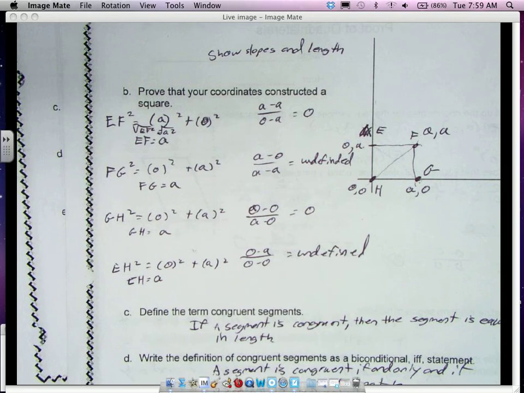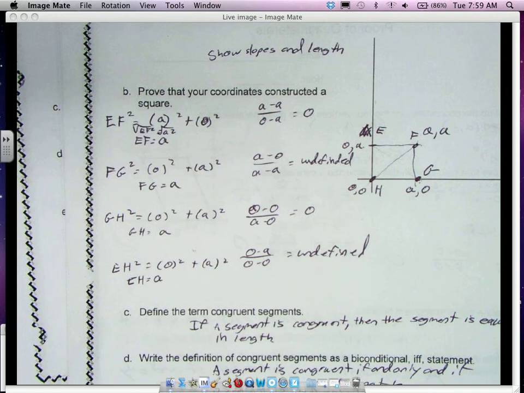The hardest part was sketching that square and labeling the points, I believe. Using your origin as one set of points is really helpful. So we've got, I'm labeling it H is 0, 0, G is A, 0. Well, E would have to be 0, A because it has to go up the same amount it went over. And so F is A, A.